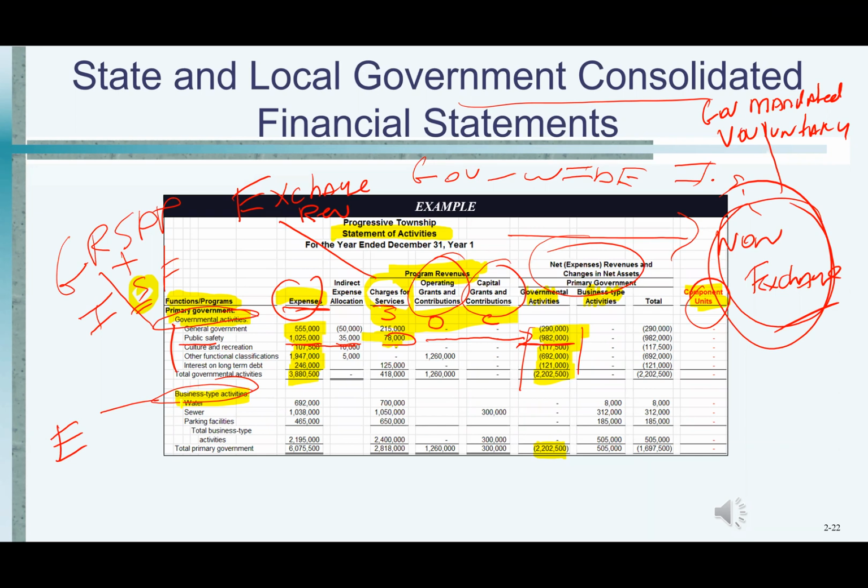Which are the proprietary funds here? Well, the enterprise fund is a proprietary fund, and the internal service fund is a proprietary fund. The enterprise funds get rolled up into the business type activity. The internal service fund gets rolled up into the governmental activities column along with the governmental funds.